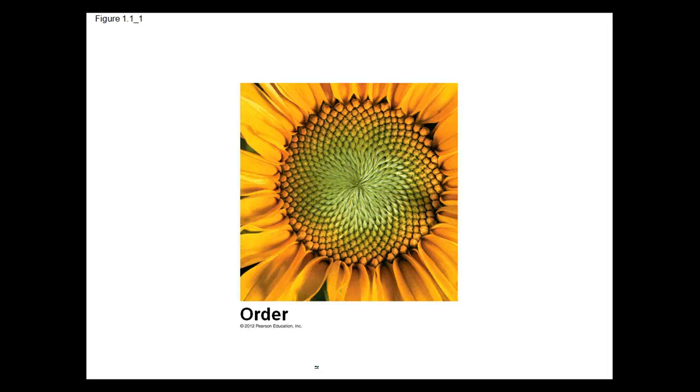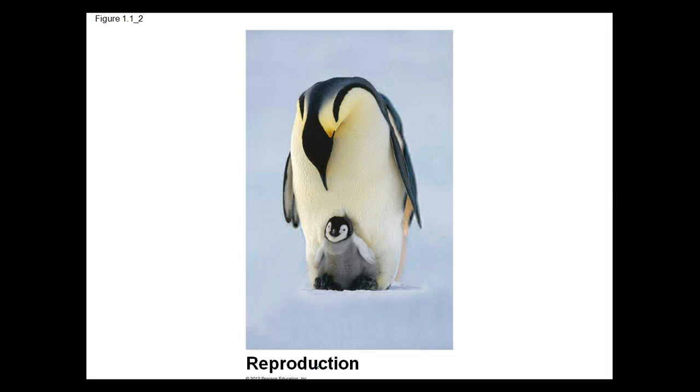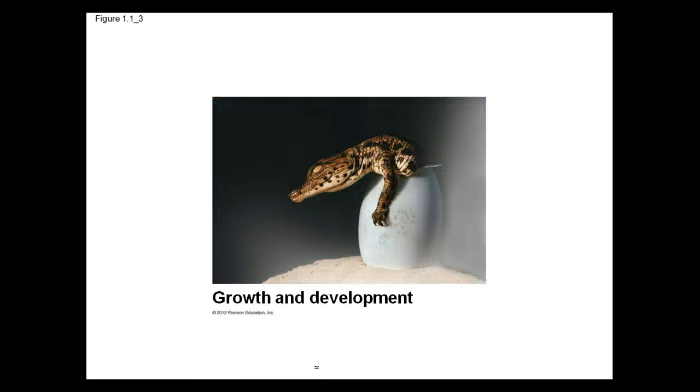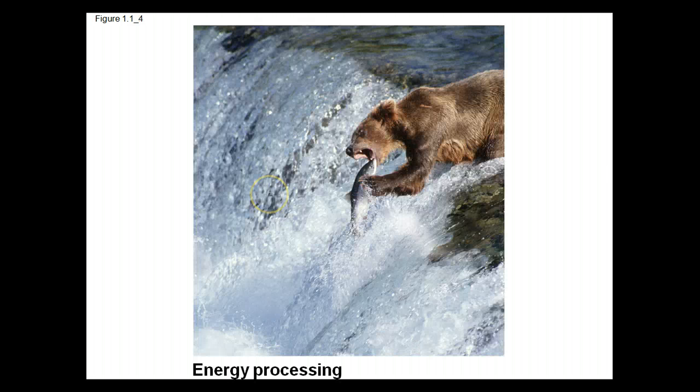So order. There's an orderly structure and pattern to the world. I love the sunflower to kind of show how ordered it is. There's reproduction. You got to make cute little fuzzy babies. Okay? And then protect said cute little fuzzy babies. So they may grow and develop. I love this one. Look how devious he looks. Right? You've also got to process energy. You've got to be able to eat and get something useful out of what you're eating.